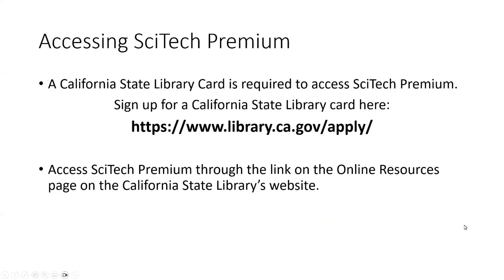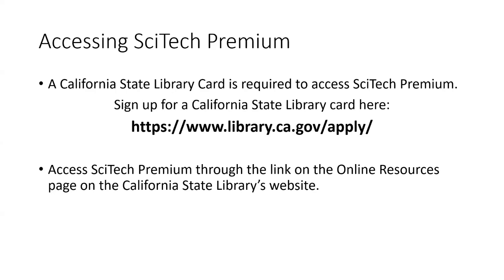Okay, so to access SciTech Premium, you will need a California State Library card, and a link to that will be in the chat. Or you can type in the URL that's on your screen into a browser and apply. It's very quick and easy. All California State employees are eligible for a California State Library card. Once you apply, you'll get a virtual library card almost instantly.